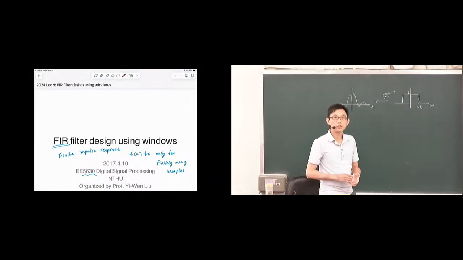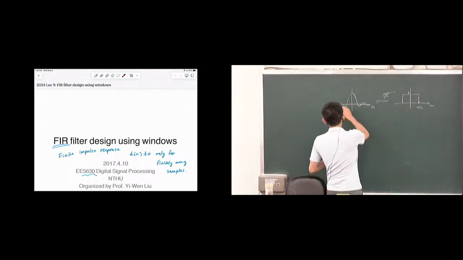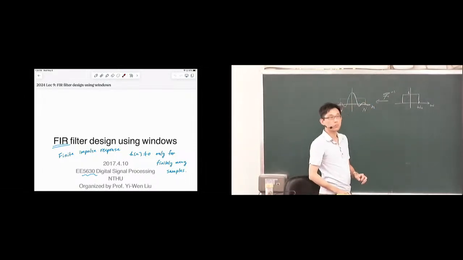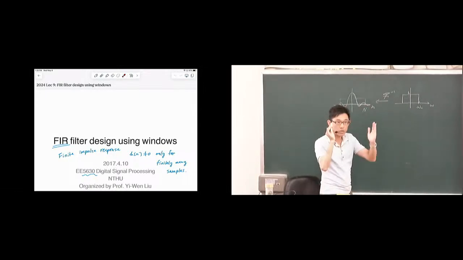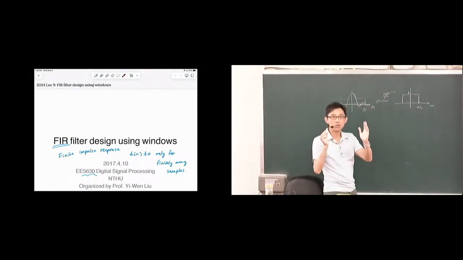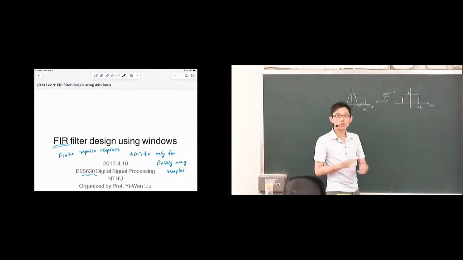So in order to still keep it useful, how about a strategy? How about we keep the middle part, counting from time minus big N to plus big N? Just truncate everything else, and remove anything that's outside this window. Window is something that we pay attention to, or we use.